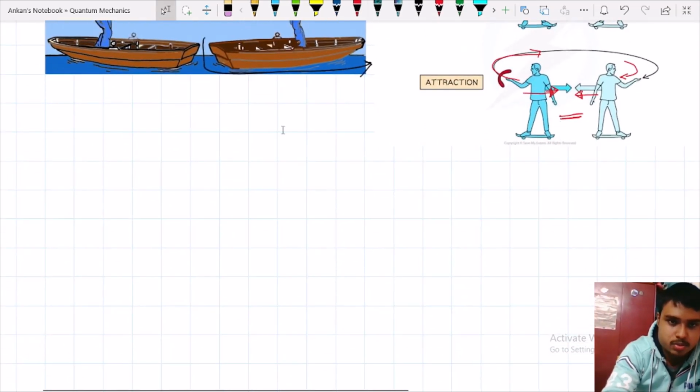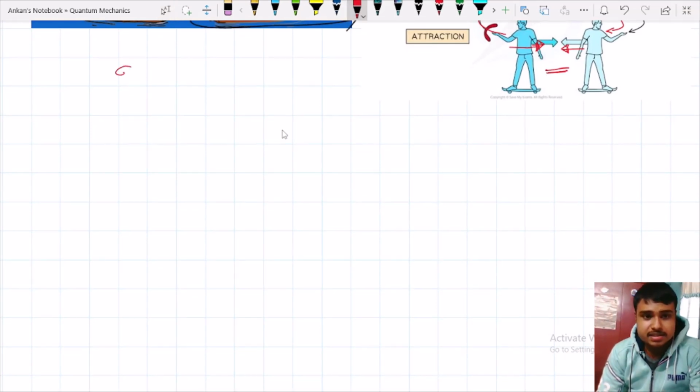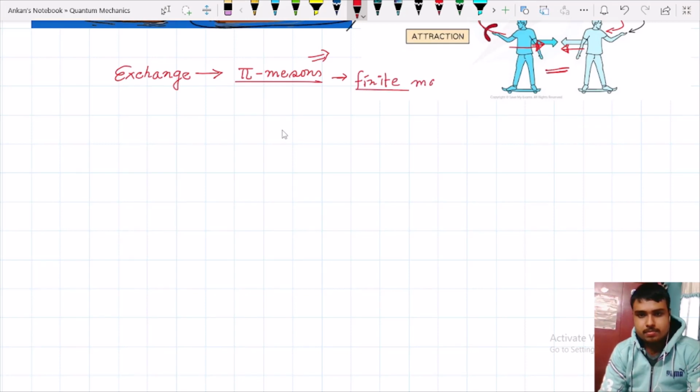It was first given by the scientist Yukawa. He considered this exchange force to be the exchange of meson particles, pi mesons. Like in electromagnetic theory, where the exchange of photons takes place, here the exchange of pi mesons takes place. Now why are pi mesons chosen? Because pi mesons have a finite mass. Let us suppose this is m pi.